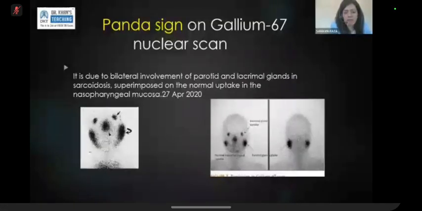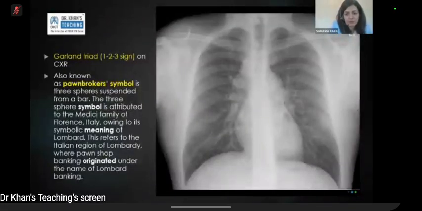We largely look at PET and MR and CT as the main imaging modalities we use for sarcoidosis. But the panda sign is bilateral involvement of the parotid and the lacrimal glands in sarcoidosis. When it's superimposed on the normal uptake in the nasopharyngeal muscles, it can look like a panda's face. So that was what was described as the panda sign in sarcoidosis.